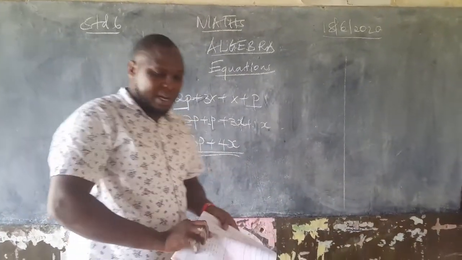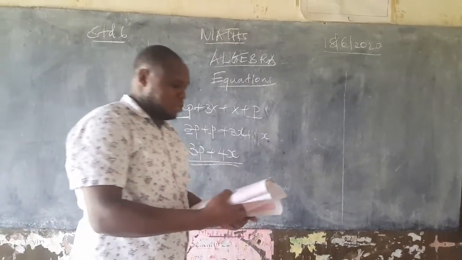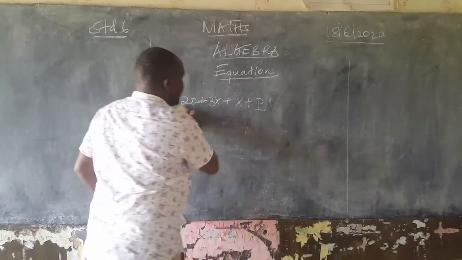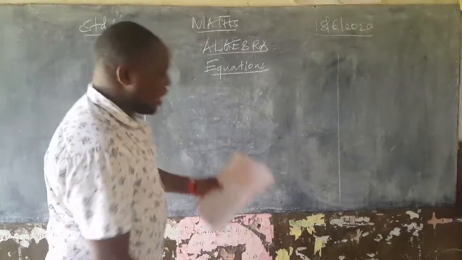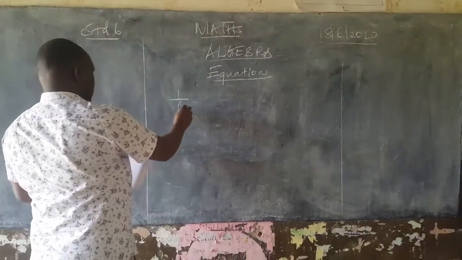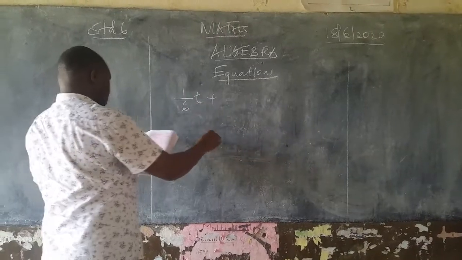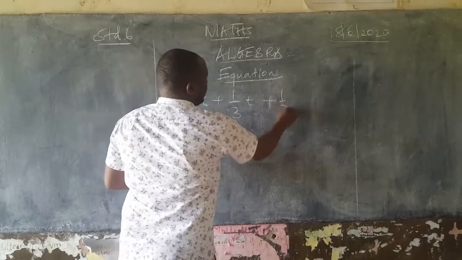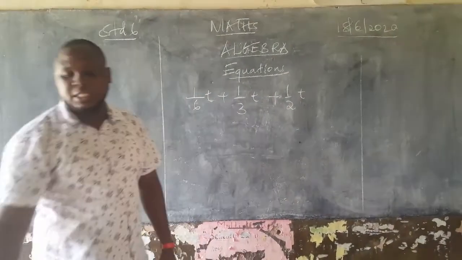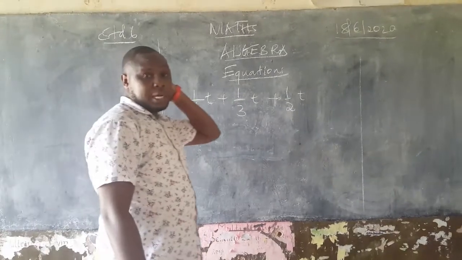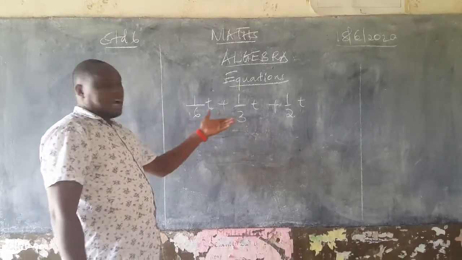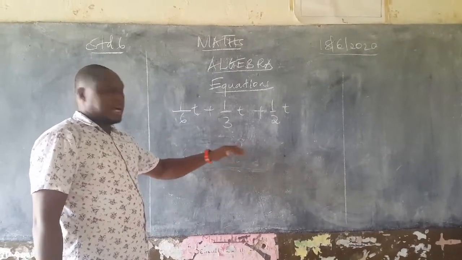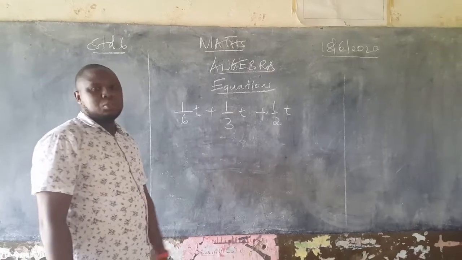But today I want us to remind ourselves by having one question here that we can discuss. This question is going to be a fraction question, whereby we are getting 1 over 6 t plus 1 over 3 t plus half t. Just to remind you what we did in class 5, we are talking about the LCM. If you look at this one, these are not all whole numbers, they are fractions. So whenever you are adding or subtracting fractions, you must use LCM.